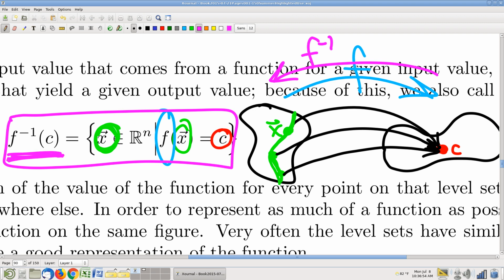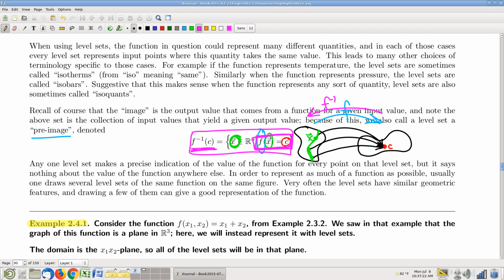The terminology pre-image, I think, is again pretty plausible from this picture. We're looking at the stuff that comes before the image, the stuff that leads to this image. So pre-image is a pretty natural term. Notice, of course, that a pre-image defined like this comes from exactly the same equation as a level set. So all level sets are pre-images. This is very convenient terminology. Let's see an example now.